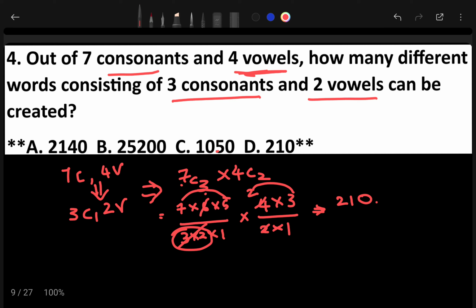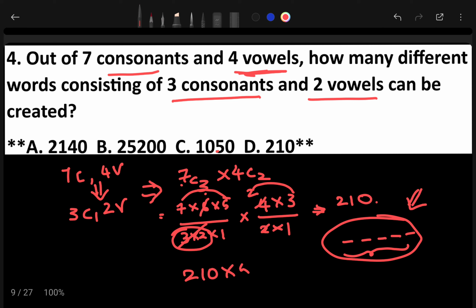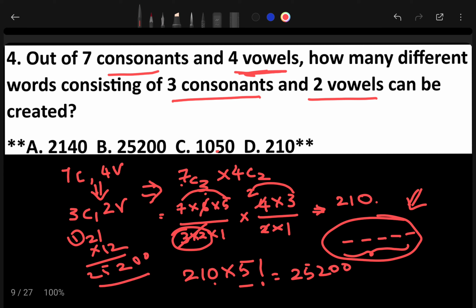Remember one more thing: here we just selected. But why can't we permutate? We can permutate internally too. That's why it is going to be 210 into 5 factorial. It is going to be a bit big answer. Right, 21 into 5 factorial is 120, 12 ones are 12, 252, and 2 zeros. Answer is going to be 25200. Option number B. Keep that in mind. This is a combination plus permutation mixed question. Please don't confuse.